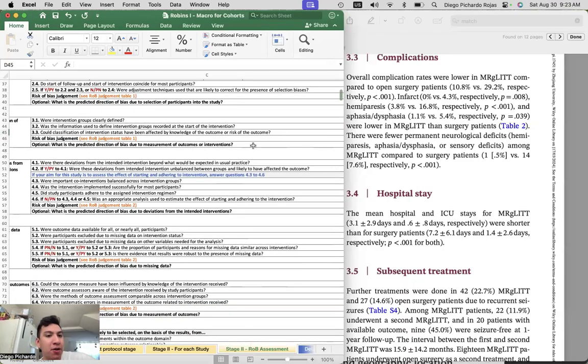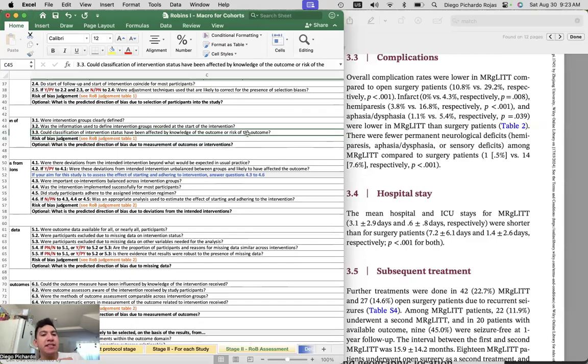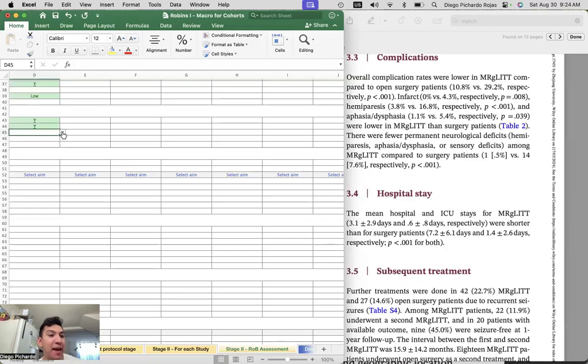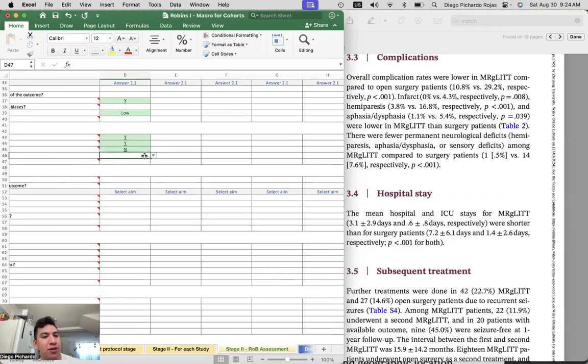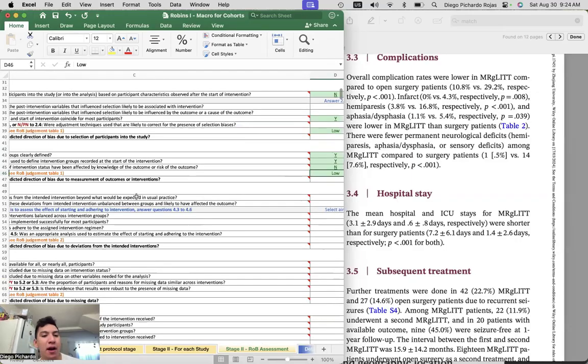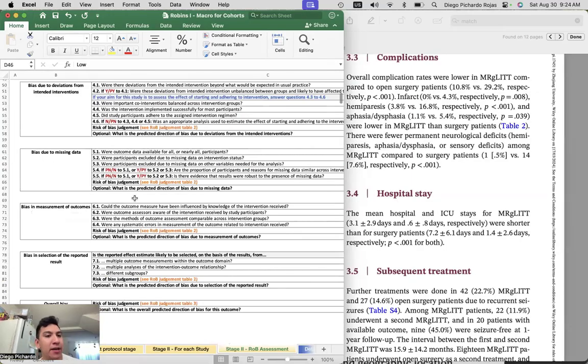So could the intervention status have been affected? Like, oh, we're going to include the intervention status but after knowing that they had bad outcomes. That would be pretty bad, you know? But in this case, for the surgeries, there's no risk of modifying that. So we're just going to put that there's a very low risk. We're going to jump to the next one, all right?